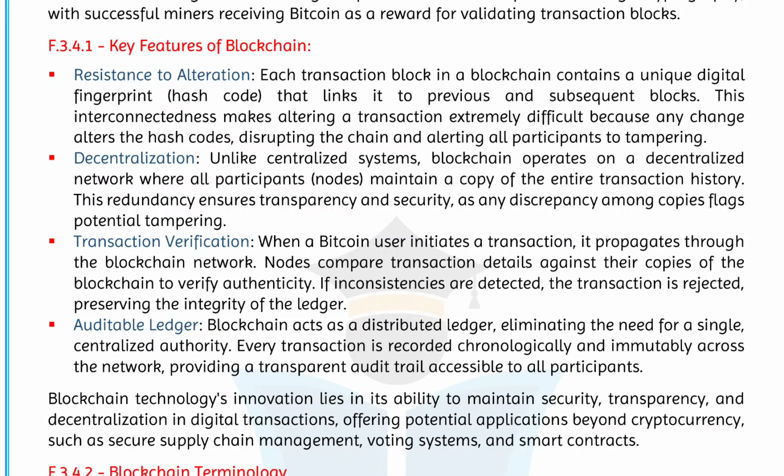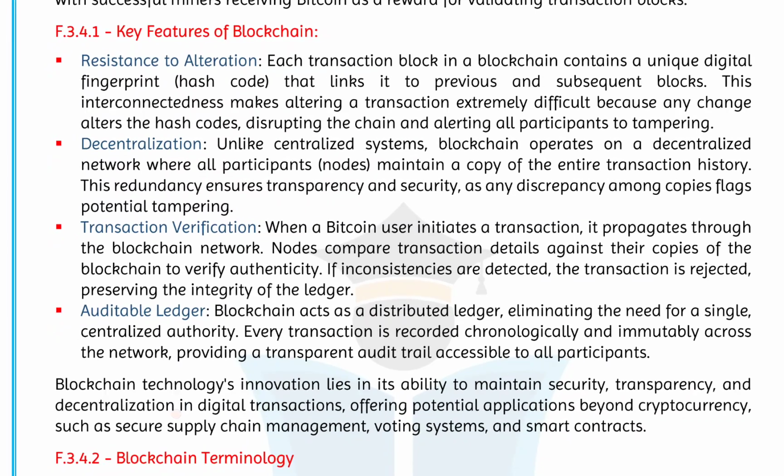Next, decentralization means the data is not stored in one location. That data is stored in multiple locations. It is decentralized, not centralized to one particular space. Third one, transaction verification. Whenever a new record enters into the blockchain, it has to be verified by multiple people. Once multiple people approve that, only then will it get added to the blockchain. Otherwise, it will not be added.